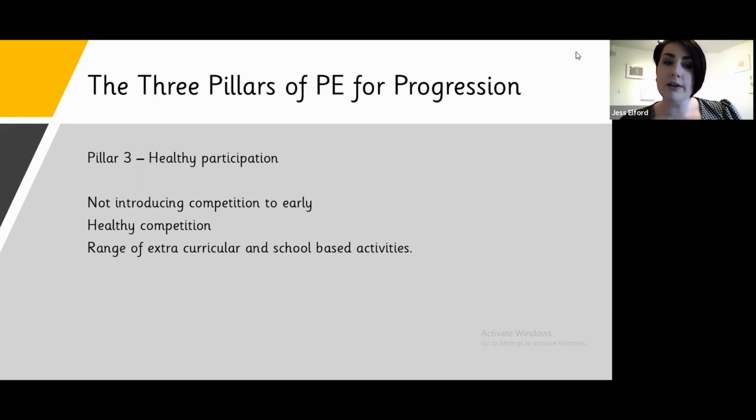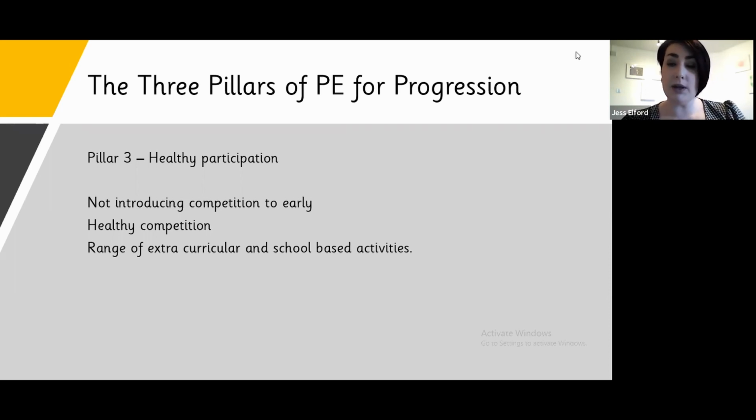This also relies on a range of extracurricular and school-based physical activities. Okay, so things like the Golden Mile, things like having a sports week or an Olympic athlete come in to enrich the curriculum. If they're engaged and they are hooked and they have this healthy participation and this want for sport and this want for PE, they are more likely to progress.